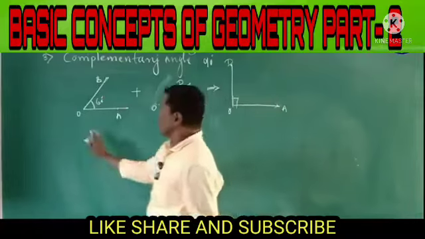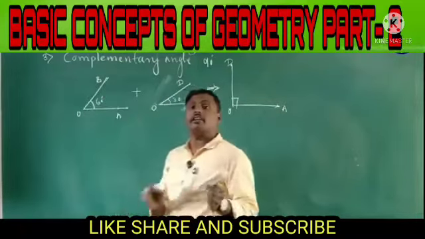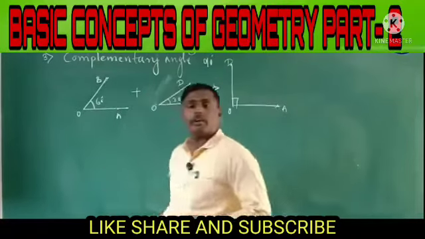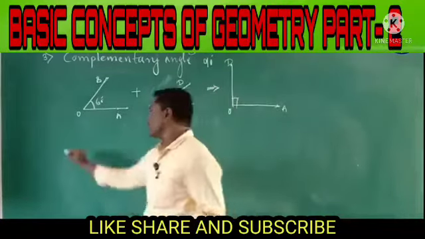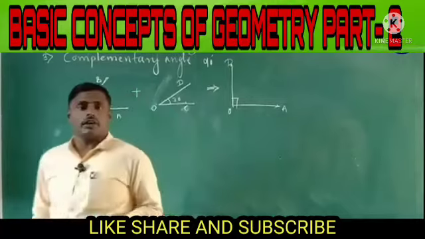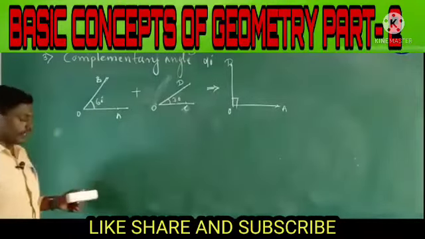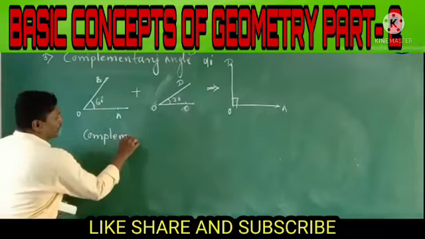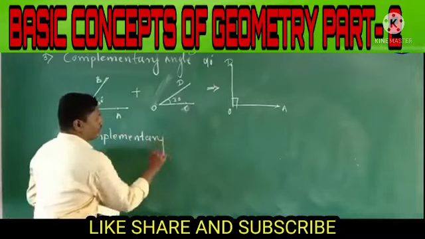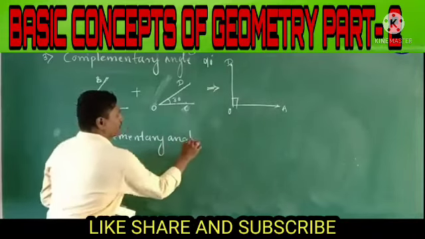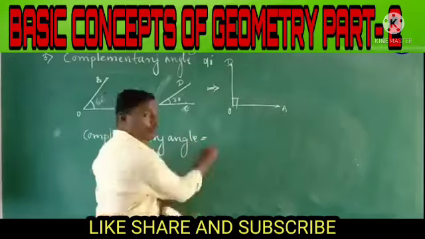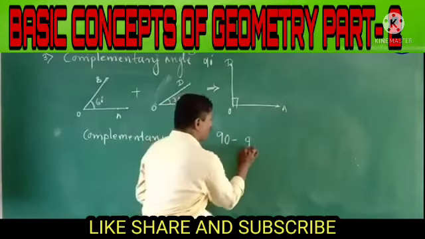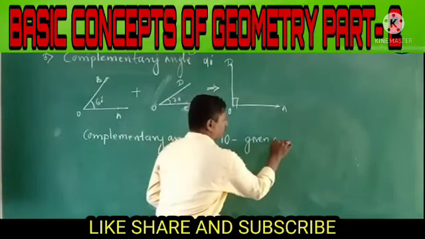Okay, next one, take one example. So how can we calculate the complementary angles? Find the complementary angles for the given angles. By using one formula, we can calculate the complementary angles. That formula is: complementary angle is equal to 90 minus given angle.